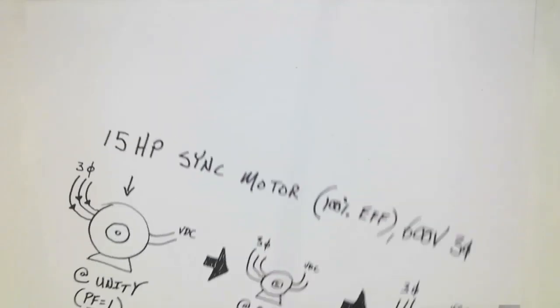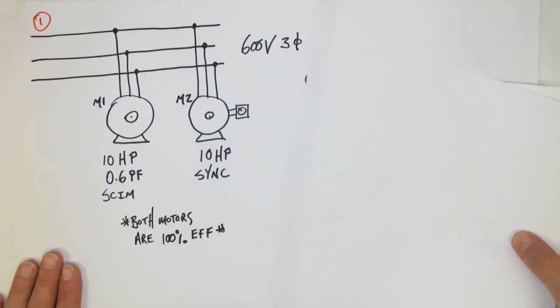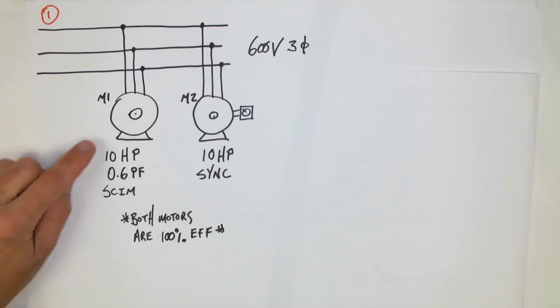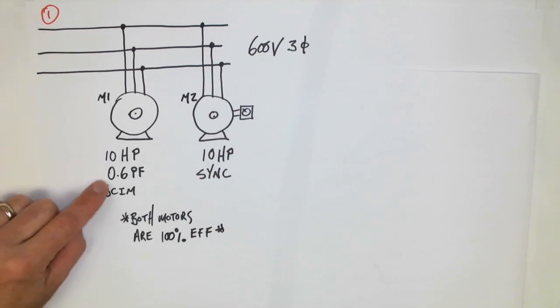Well, with that out of the way, let's go through an initial example, sort of see how the system will work. So here's our first example, 600 volt three phase, and we have two motors. They're both 10 horsepower, they're both 100% efficient, and one of them is a synchronous motor. This one over here is just a standard squirrel cage motor, and it's operating at 0.6 power factor.